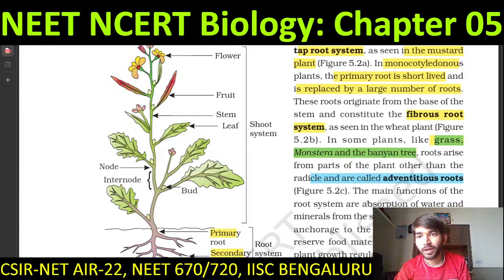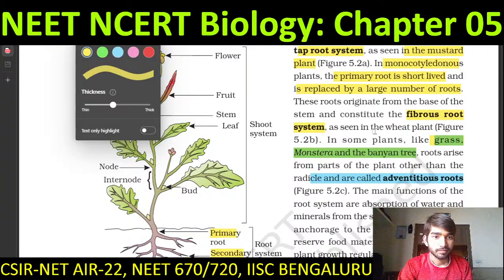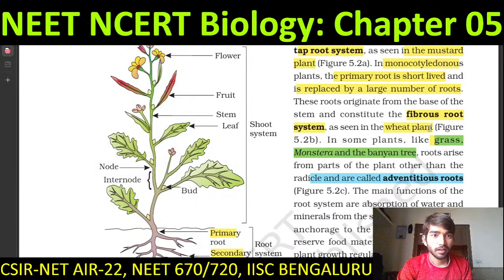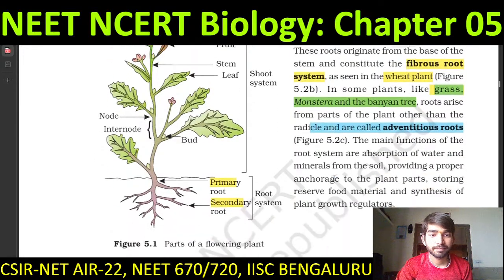For example, for a fibrous root, the example that is given in NCERT is wheat. For the taproot system, you have the example of mustard. So you'll see more examples of dicots and monocots, but at least these examples you should keep a note of and try to revise them as soon as possible so that you store them in your long-term memory.